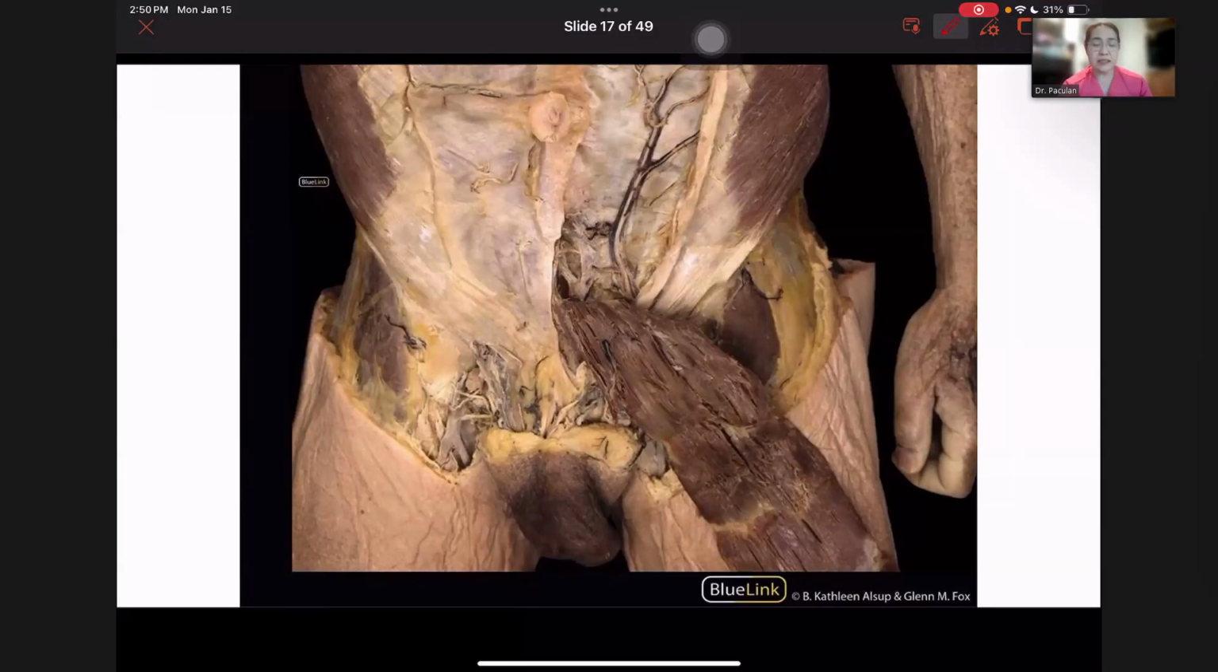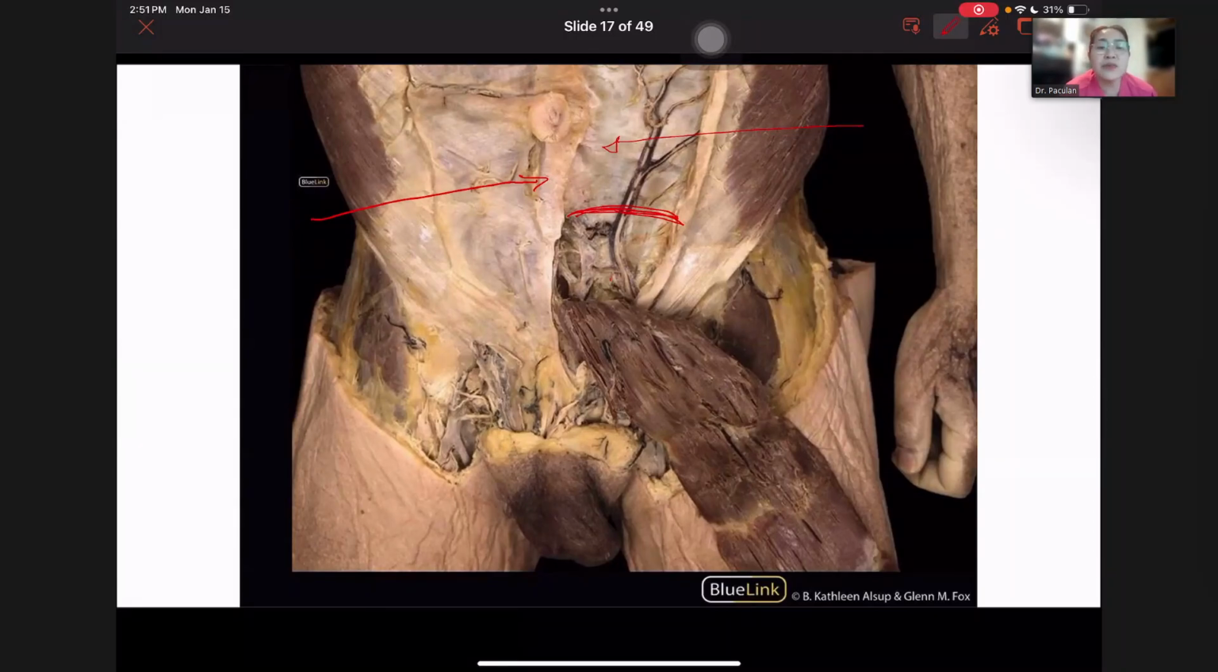So here, this is a cadaveric photo. Why did I show this? I just like to show you the arcuate line here. So this is your linea alba, right? And this is the arcuate line. Everything below here is just the transversalis fascia, but this one would be your posterior rectus sheath. You get that? I hope you do.